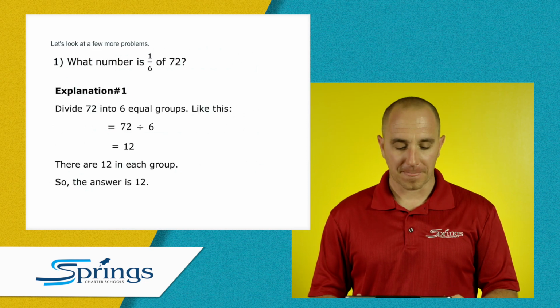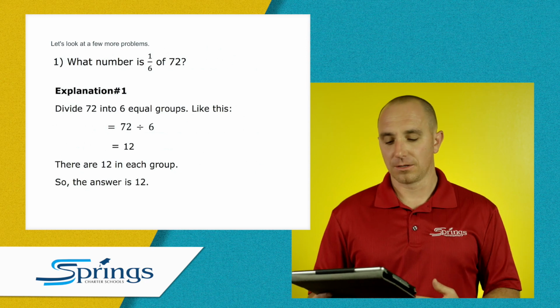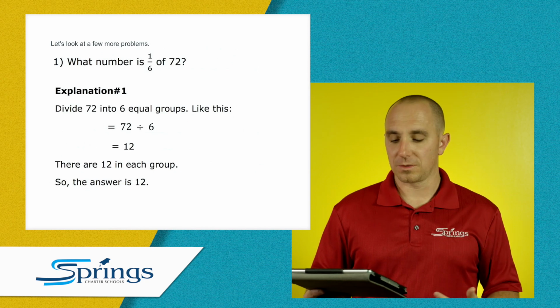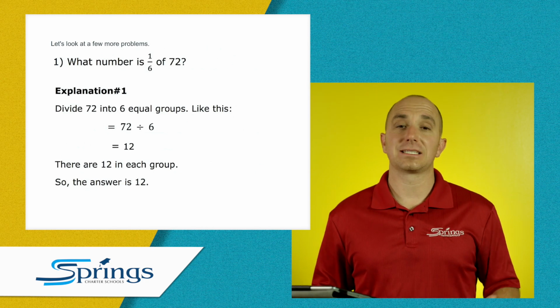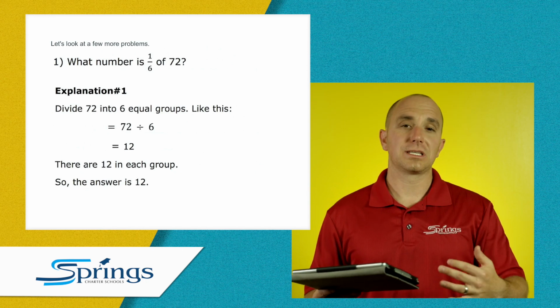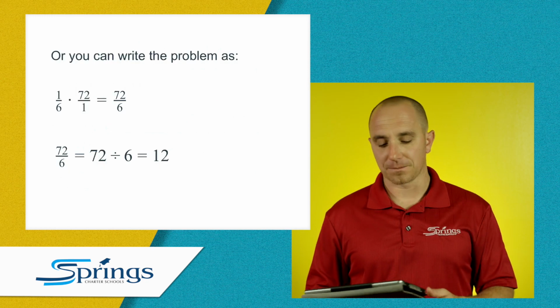All right, let's try another one. What number is 1/6 of 72? Again, you're going to basically divide 72 into 6 equal groups. If you take 72 and divide it by 6, you're going to get 12 because 6 times 12 is 72. So in this example, there'd be 12 in each group. But let's take a look at it as a fraction.